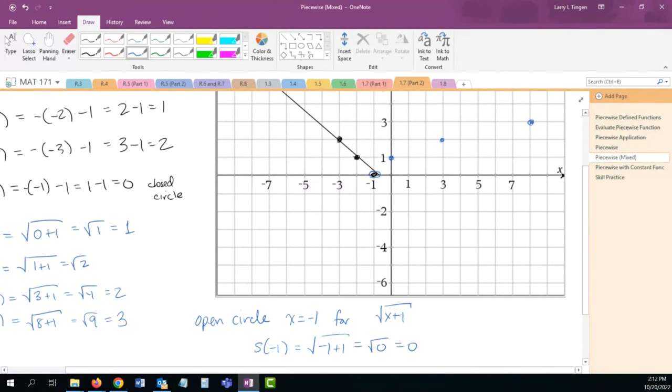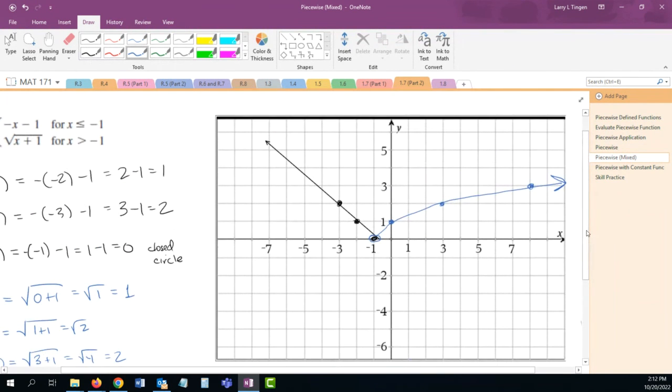They're not always continuous, but the examples you've seen so far are. That's not too bad. And there's my piecewise function. So for part of it, it's linear. For part of it, it is square root. All right, so we'll call it there.